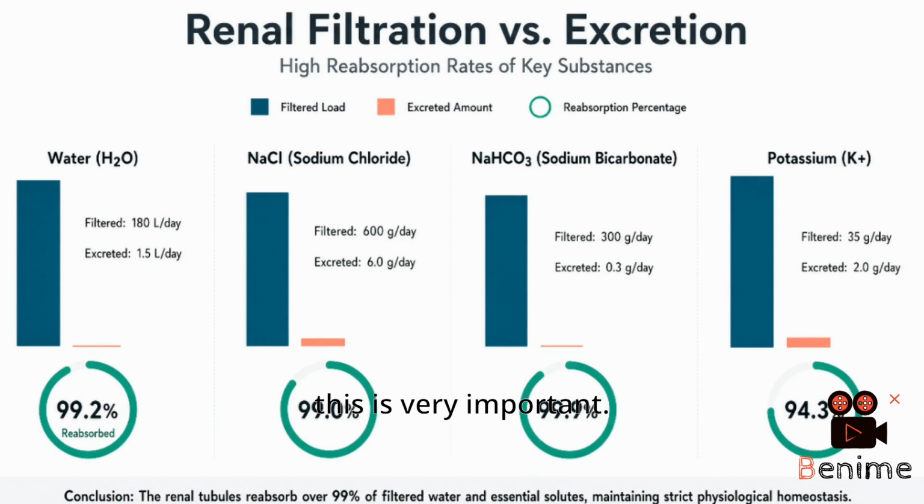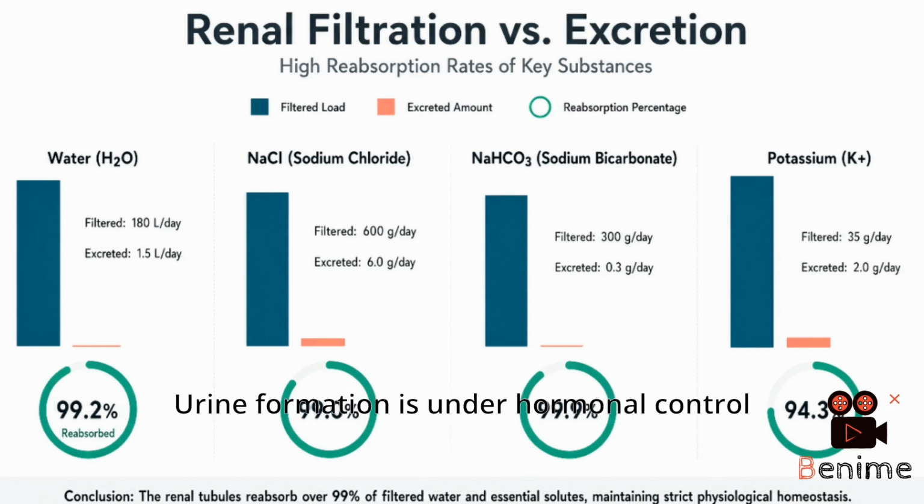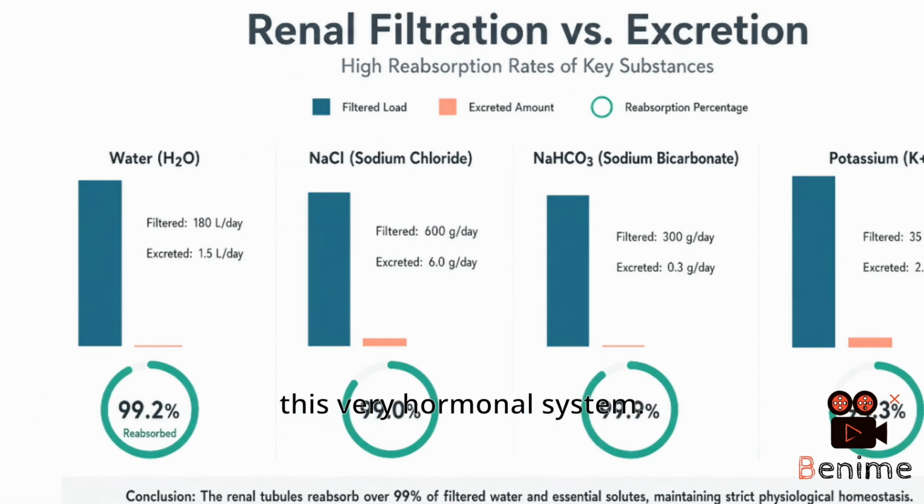Now, before we get into the drugs, let's understand how urine formation itself is controlled, because this is very important. Urine formation is under hormonal control, and there are three key players here. The first is vasopressin, also called ADH or antidiuretic hormone, and its job is to increase water reabsorption. The second is aldosterone, which increases secretion of potassium and increases reabsorption of sodium and chloride, and the third is atrial natriuretic factor, which increases the excretion of sodium. Remember these three because diuretics often interact with this very hormonal system.